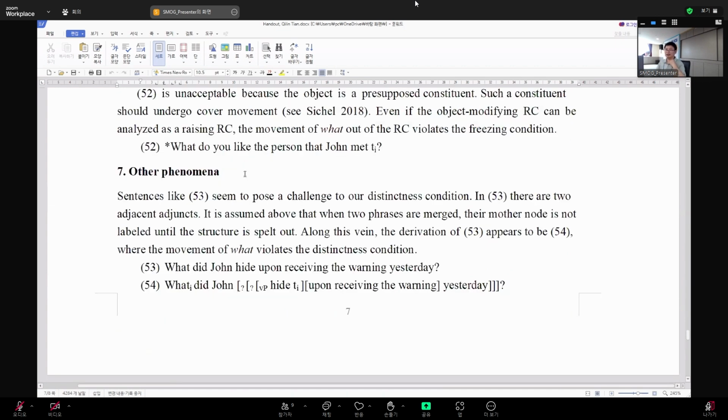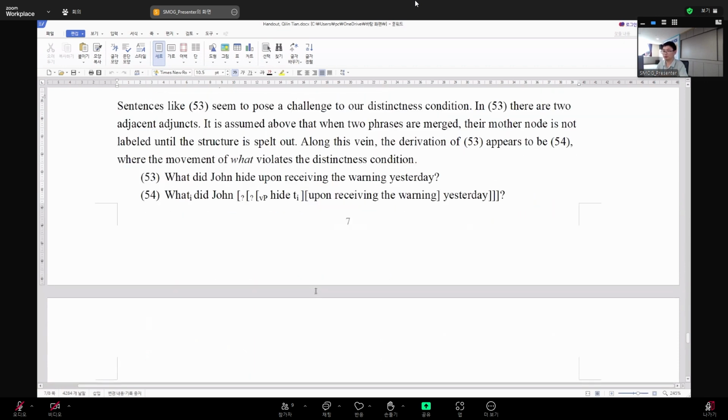Now let's see another phenomenon. Some people will say that there are many counterexamples or challenges to my distinctness condition. This is one specific example. What did John hide upon receiving the warning yesterday? In this sentence, V has two adjuncts. As I proposed just now, when two phrases are merged, the mother node cannot be labeled. It appears that the movement of what crosses two labeled nodes. So it seems that the distinctness condition is violated. The sentence should be ungrammatical, but it turned out to be not so.